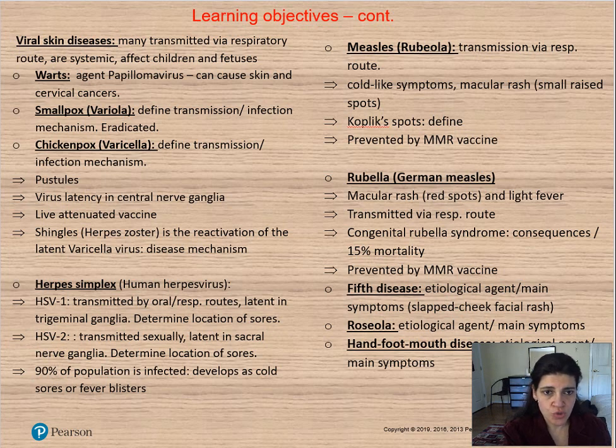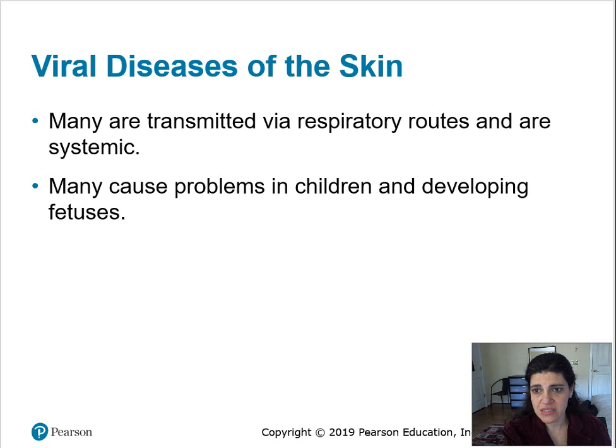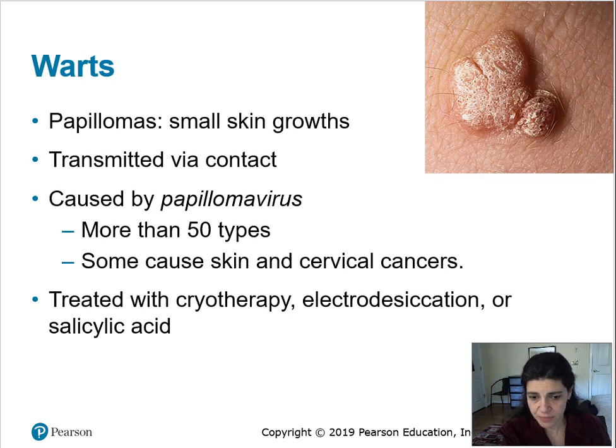Most of the viral diseases of the skin are actually not skin diseases. They're systemic diseases that start through the respiratory system. That's how they're transmitted, and they show a rash on the skin that is significant and important for the diagnosis of those diseases. They're usually problematic and more serious in children and developing fetuses, where the immune system is still not fully developed and these diseases are easily transmitted. So we're going to start with warts.